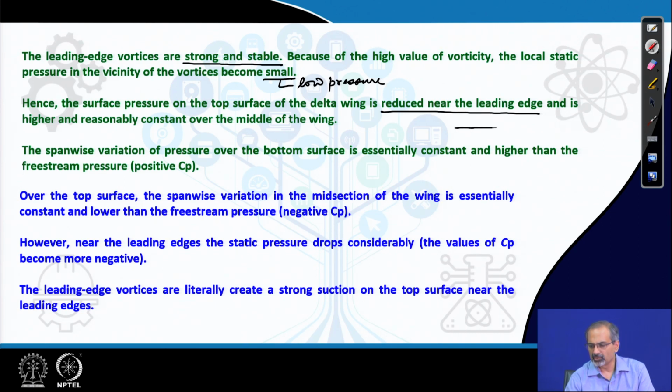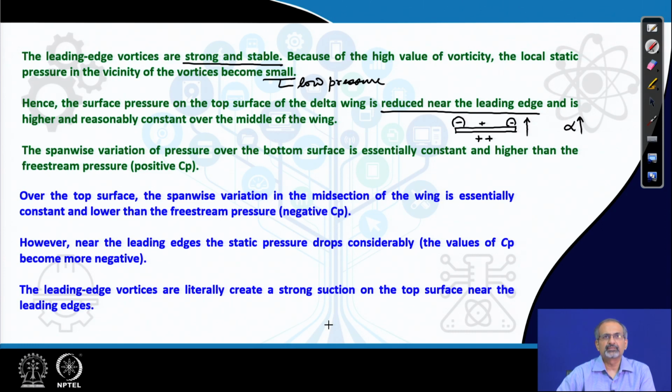So, if you look at the cross section of the wing, this is a pocket, this is another, where the Cp is strongly negative, while it may be just moderately negative or maybe even slightly positive on the remaining span, and it is definitely much more positive on the lower side, and thereby the high lift is created at large angles of attack. The span-wise variation of pressure over the bottom surface is essentially constant and higher than the free stream pressure. It maintains a positive Cp in general.